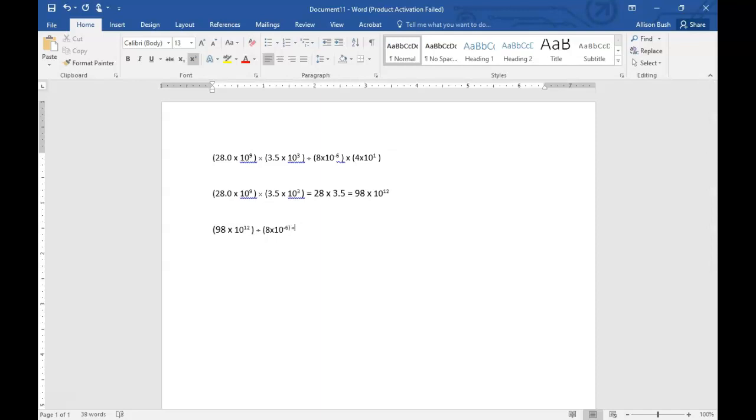All right, so what I should be doing here is I should divide 98 divided by 8, and then I should be doing 10 to the 12th, should be subtracting 10 from 10 to the 12th.